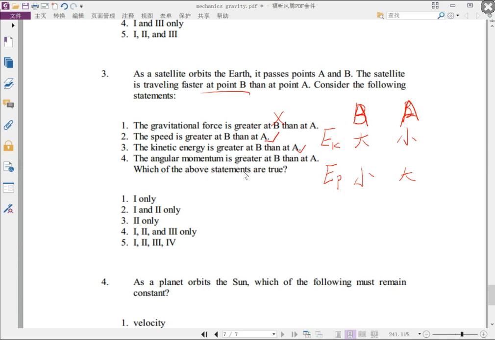The angular momentum is greater at B than A, which is also false, as I emphasized, the angular momentum is conserved during the orbital motion. It is conserved because there is no torque. So the angular momentum is always conserved during the whole journey of the orbital motion. So 1, 2, 3.